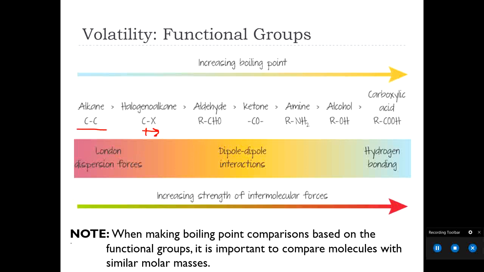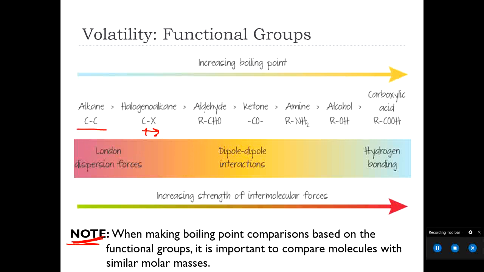Now it is important, this note at the bottom here: when making boiling point comparisons based on functional groups, it is important to compare molecules with similar molar masses. This way we can rule out just having a really long chain and London dispersion taking precedence. So we're going to consider things with similar molar masses when we talk up here.